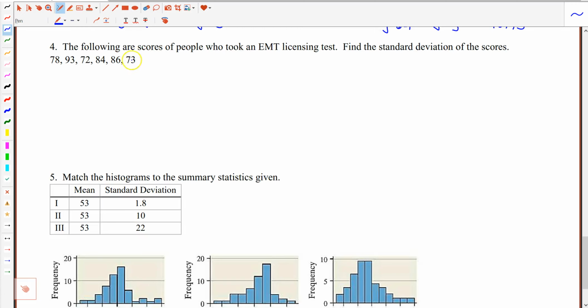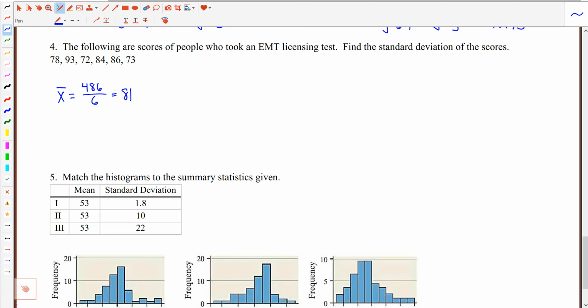The first thing that we need to do is find the mean. For the mean, we're going to add up all these values and then divide by how many there are. If we add up all these values, we'd get 486. We divide by how many data values there are, which is 1, 2, 3, 4, 5, 6. So 486 divided by 6 is 81.